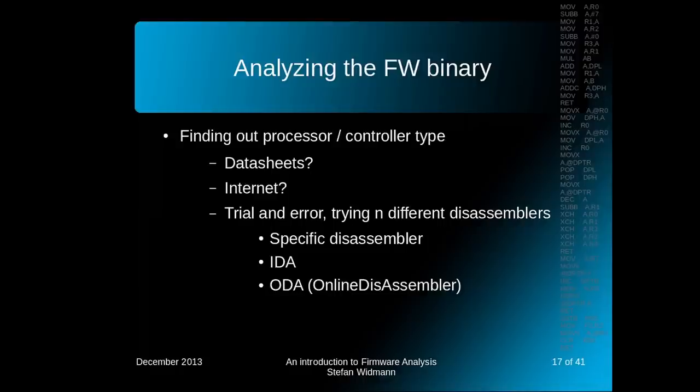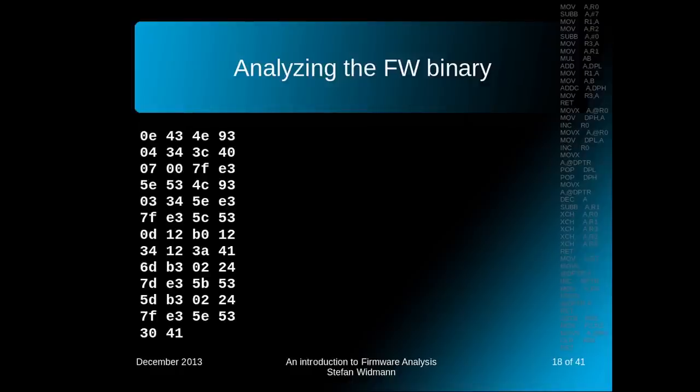But there's a new tool that I really like. It's ODA, the Online Disassembler, supporting 30-something architectures, and it's free. You can upload binary files, you can upload code, and you can try different architectures to find out what might be the correct one. And we'll do that now. So, I've prepared some binary code. Okay, I know which architecture this has been written for, because I did it. I've put this code into the online disassembler, and I've chosen different architectures. And now let's take a look at what the disassembly looks like.